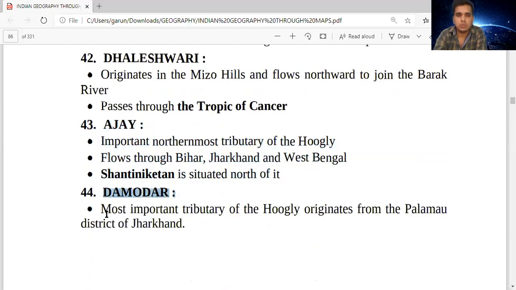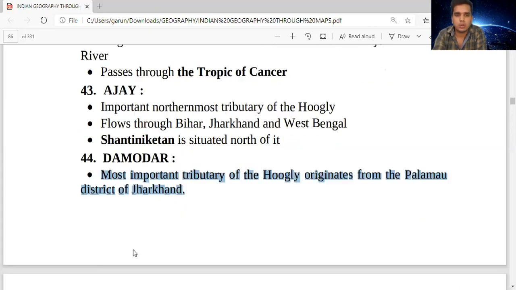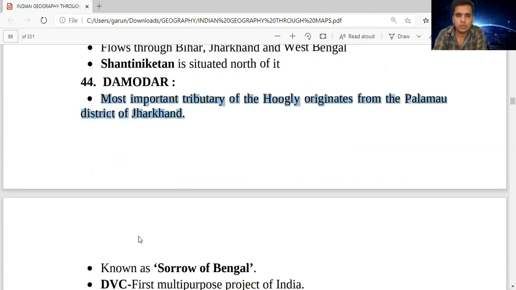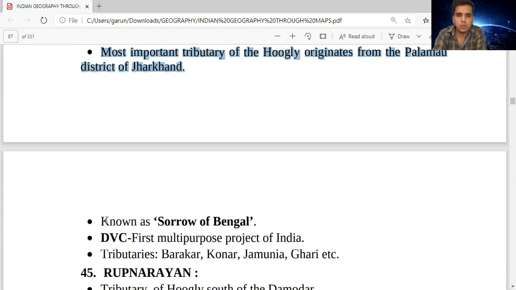Next is Damodar, the most important tributary of Hooghly. It originates from the Palamau district of Jharkhand. Today we will do up to 50 rivers. It is known as the Sorrow of Bengal.